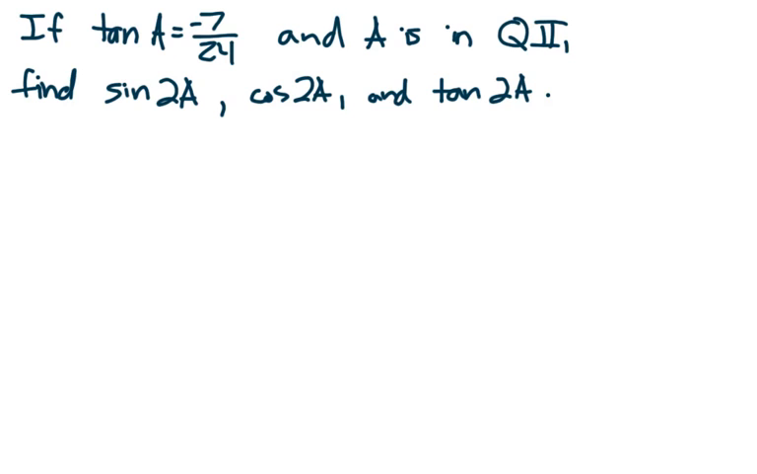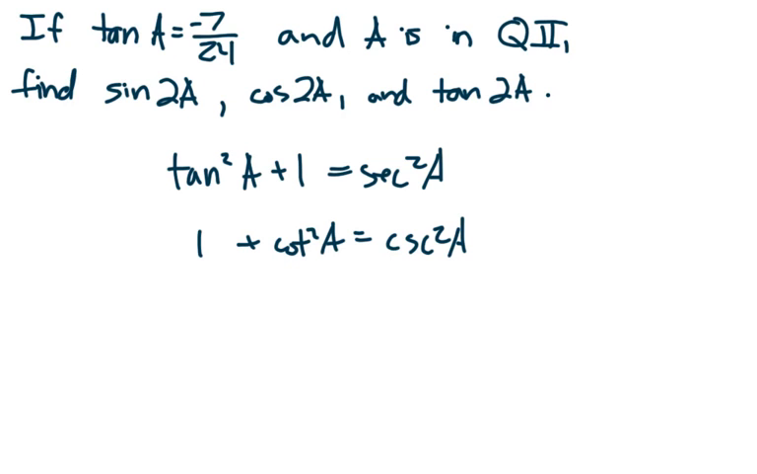There are 3 Pythagorean identities. What are the other 2? Think about it. The other 2 Pythagorean identities: tangent squared of an angle plus 1 is equal to secant squared of that same angle. And for cotangent and cosecant, we've got this: 1 plus cotangent squared A equals cosecant squared A.